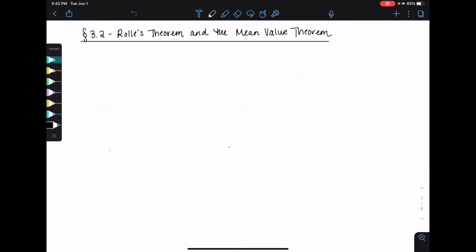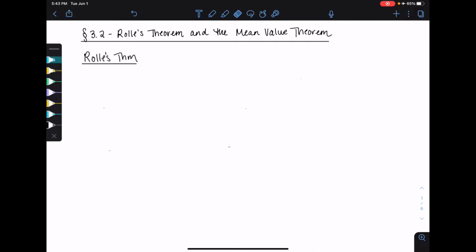Our next application of differentiation is going to be two named theorems. Really, they're closely related. We've got Rolle's theorem and we've got the mean value theorem. Rolle's theorem is actually just going to be a special case of the mean value theorem, but this one's a little bit easier to pick up intuitively and see why it actually makes sense.